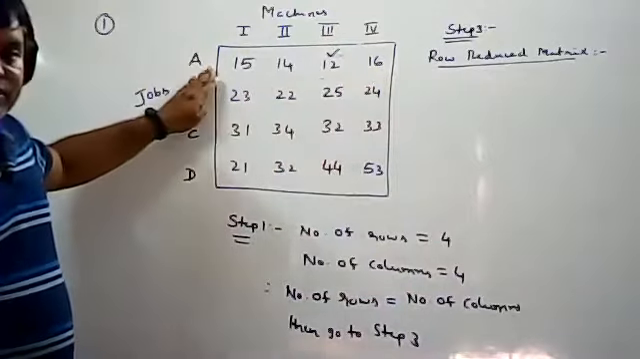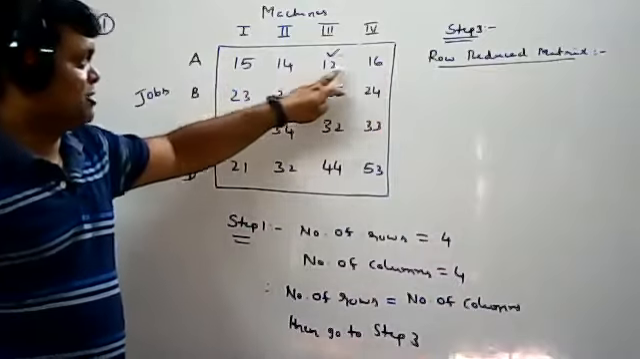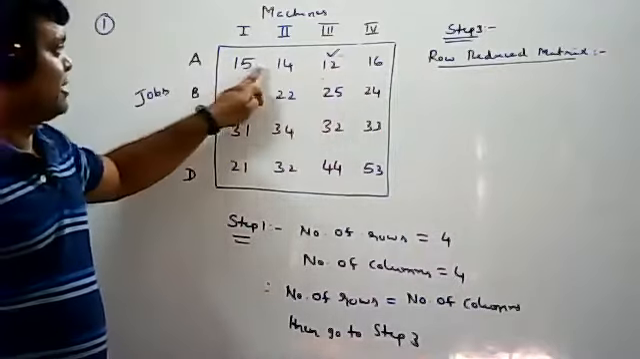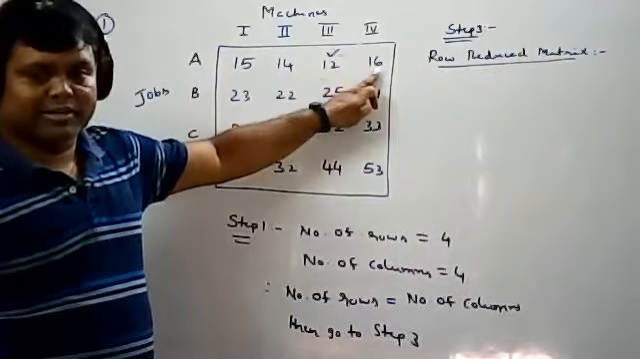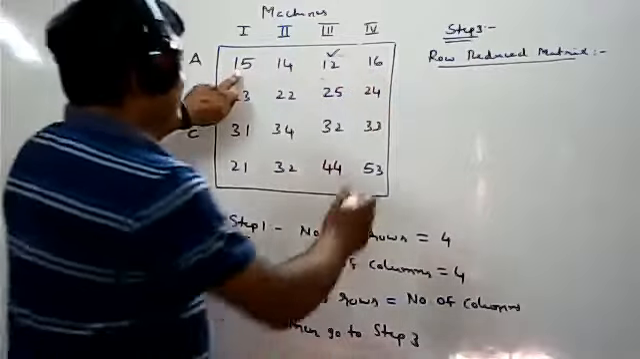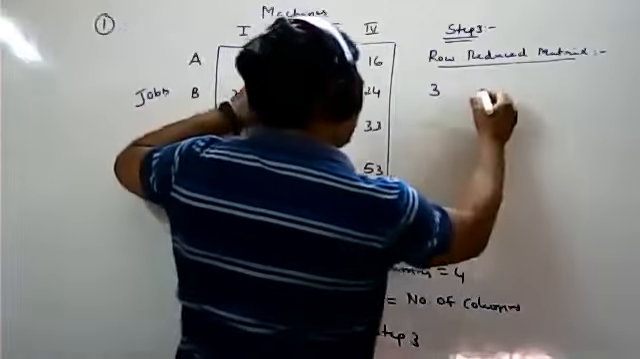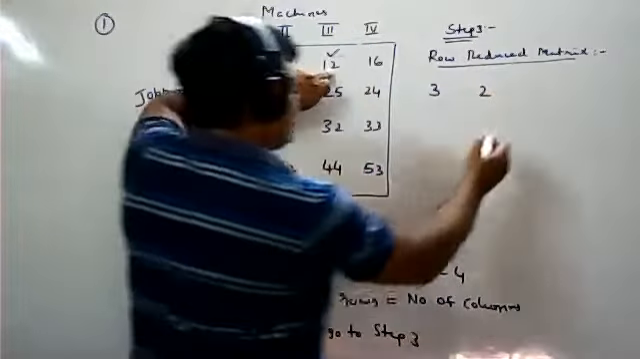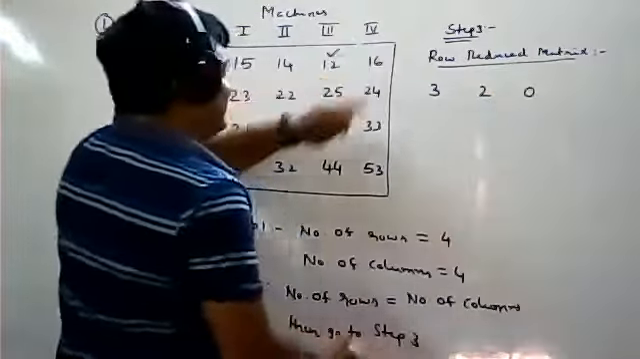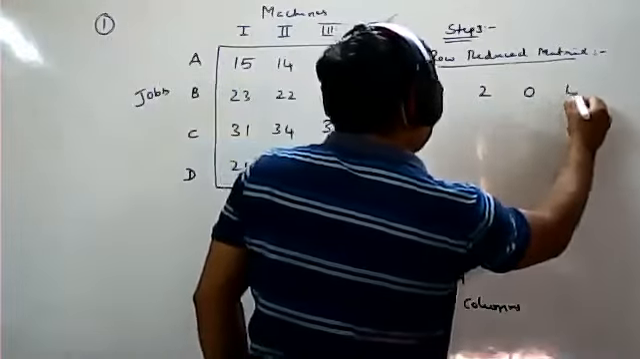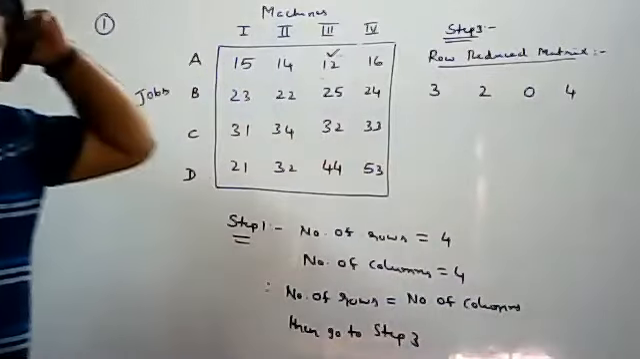So identify the first row, identify the smallest element. What is the smallest element? 12. It should be subtracted from every element of that particular row. So 15 minus 12, you will get 3. 14 minus 12 is 2. 12 minus 12 is 0. 16 minus 12 is 4.